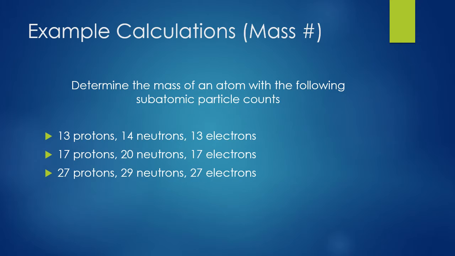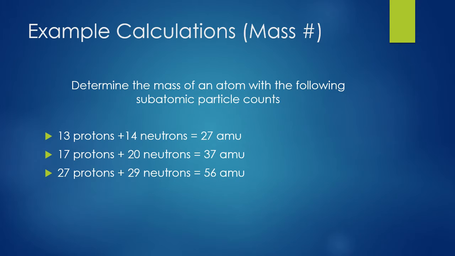Let's try a few more. So in these three examples, we are given the subatomic particles: protons, neutrons, and electrons. Now remember, when you're trying to calculate mass, the electrons aren't going to count towards mass, so you want to ignore that last piece of information. To solve for each one of these, you're simply going to add the protons to the neutrons. So in the first one, we have 13 plus 14, which should give us a total of 27. 37 for the next, and 56 for the last one.